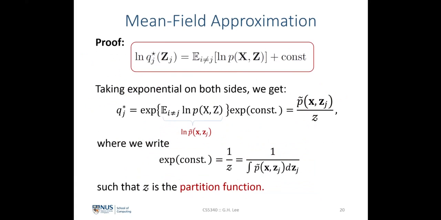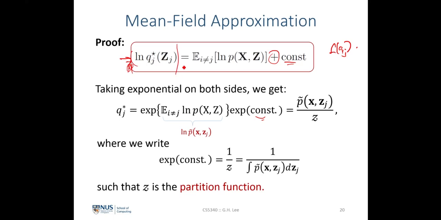But now let's look at the more formal proof of why this particular expression is optimal for the lower bound over q_j. So we start off from this particular expression, taking the exponential on both sides. We can see that the optimal q_j is going to be equal to the exponential of the log of p tilde of x and z_j, which we have defined in the earlier derivation, multiplied by the exponential of a constant term, because there's a constant term of addition, and we are taking the exponential on both sides.